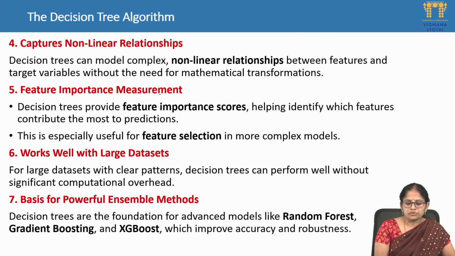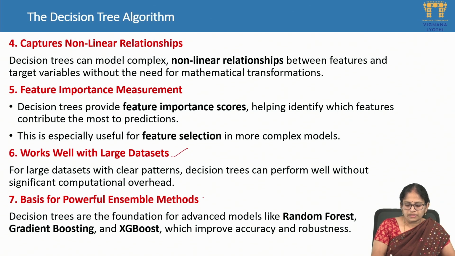Next, feature importance measurement. At every level of the tree construction, we are focusing mainly on selecting the best attribute. That is nothing but feature importance. We are selecting only the features which are most appropriate for splitting the dataset into smaller subsets. It also works well with large datasets. The decision tree algorithm is suited to smaller as well as larger datasets.